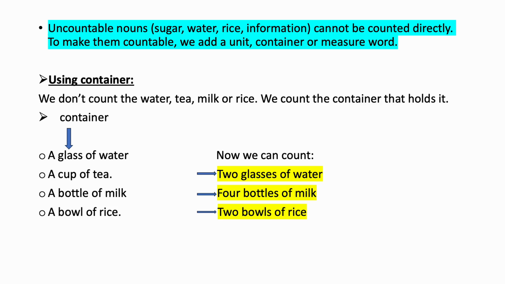A bottle of milk. Now we can count 4 bottles of milk, 5 bottles of milk, 6 bottles of milk. A bowl of rice. Now we can count 2 bowls of rice, 3 bowls of rice, and 4 bowls of rice.